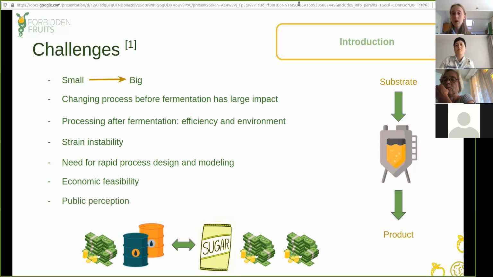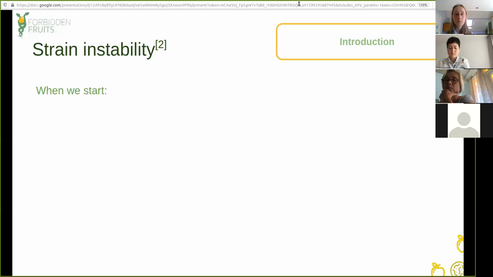And last but not least, we have public perception. And this is where you come in, because it's very important that people understand that we can use this technology in safe ways, and also that we can improve the world with this. But people need to want the new technology, want the new product. So I will explain a bit more about the strain instability, because that's actually where our project comes in.